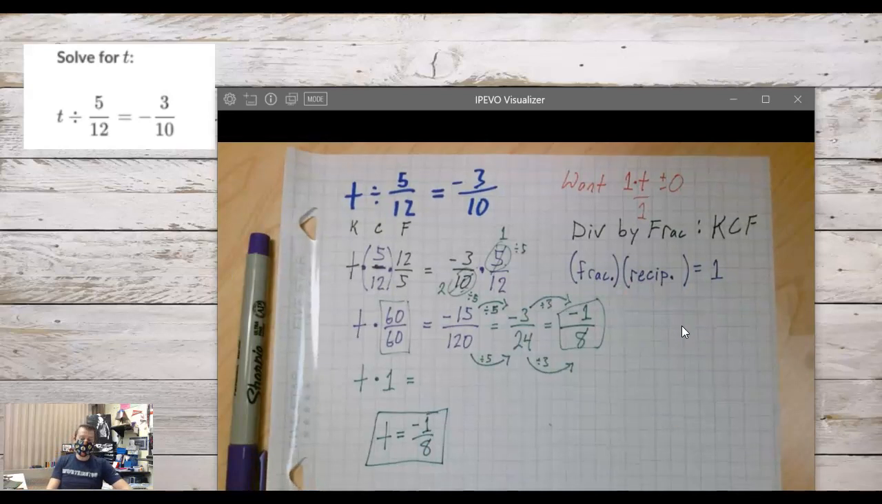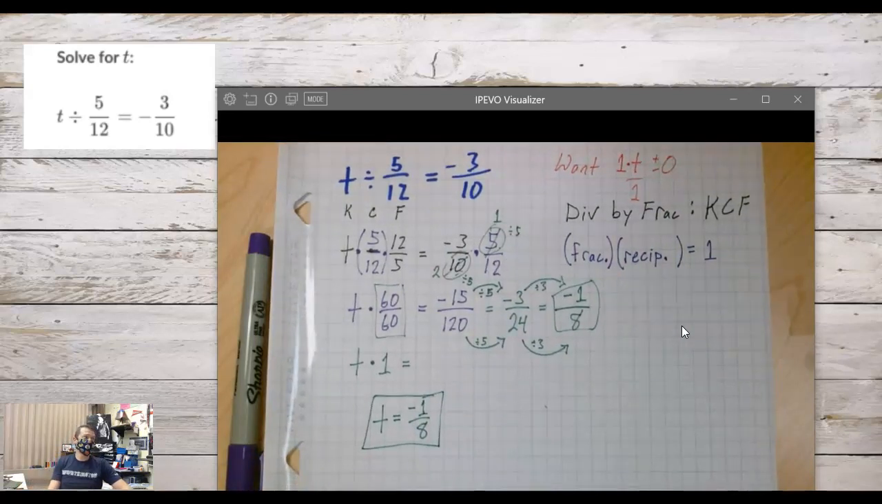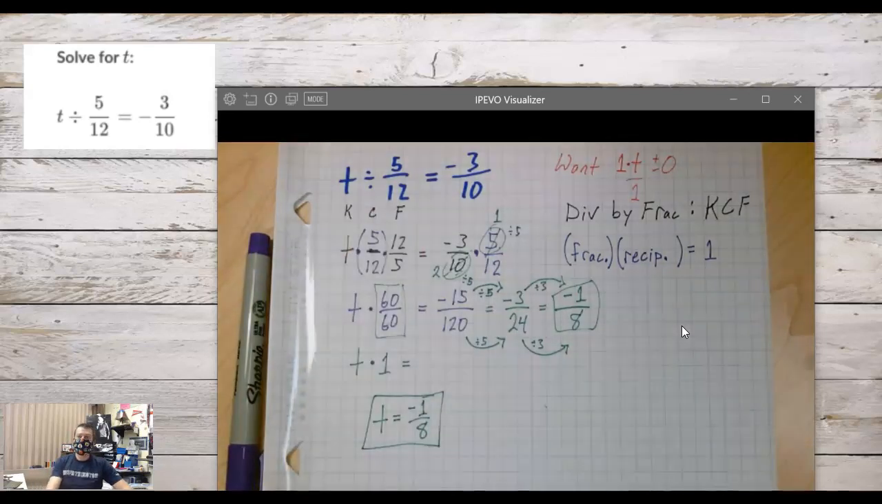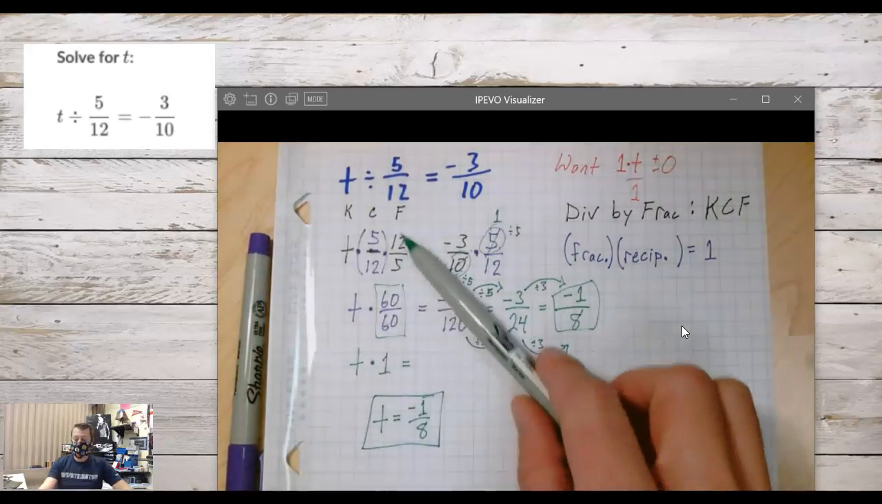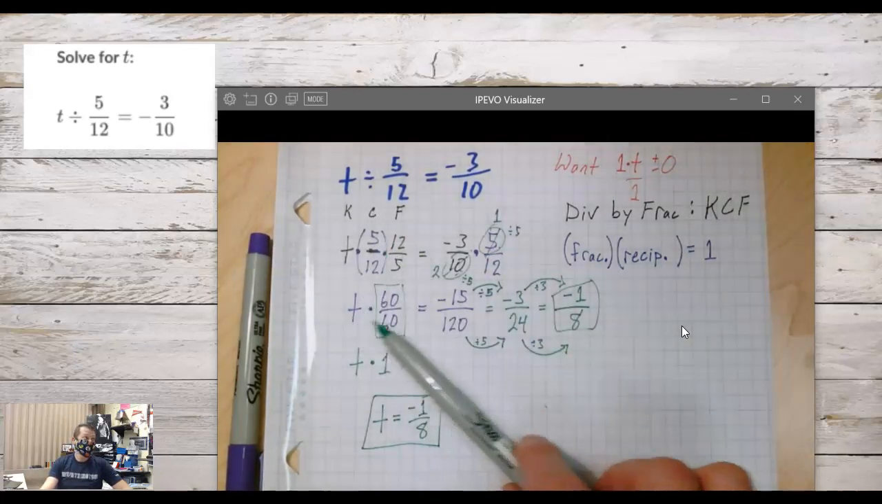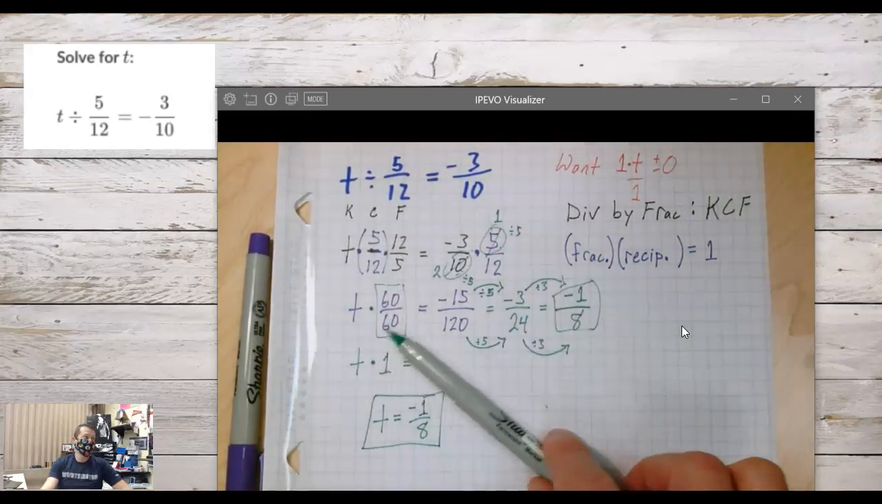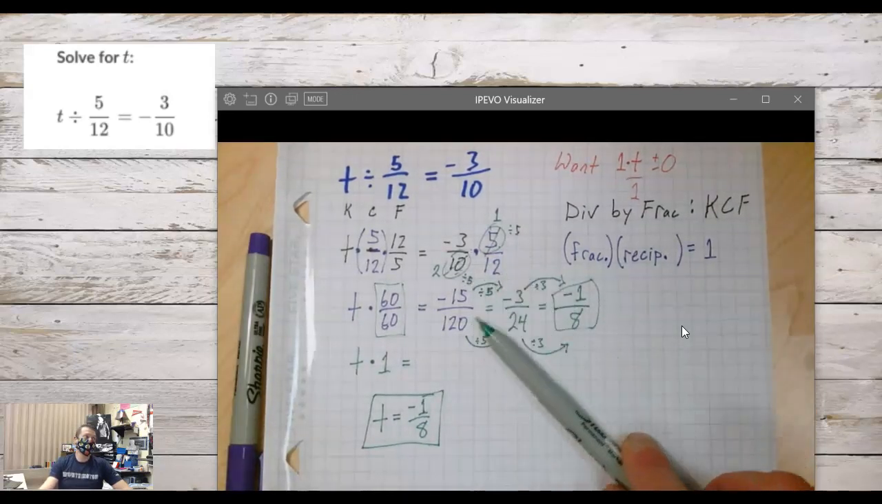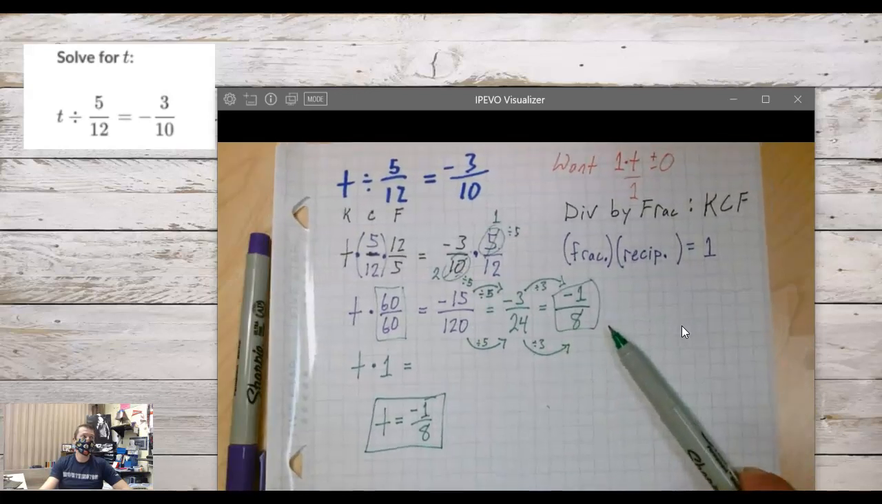Even if you didn't send this to me, anybody have questions on what we did? We spotted division by a fraction, so we did keep, change, flip. We then multiplied by the reciprocal to get one value of the variable. And the fraction that we multiplied on the right side, we got to reduce. Questions?